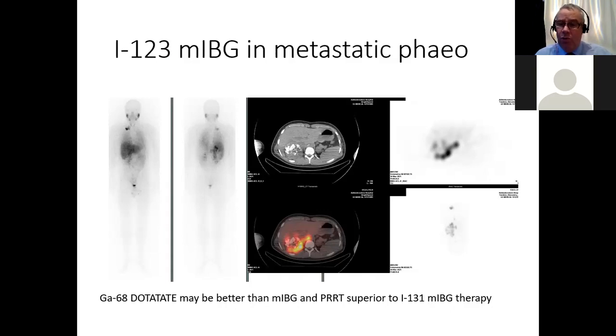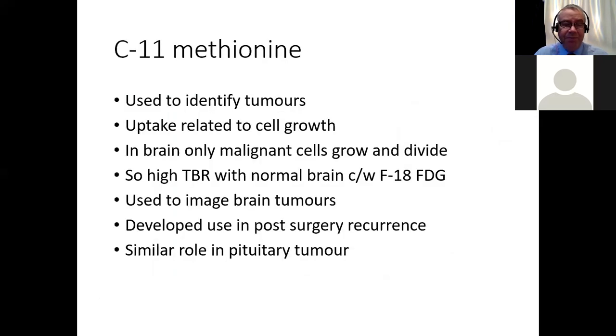Now the images are reasonable, but maybe better to use Ga68 DOTATATE. The indium doesn't seem to work very well, but the Ga68 DOTATATE seems to be quite good. And then you have the option of doing PRRT as well. You can use, again, C11 methionine. So C11 methionine is just an amino acid. It's a very basic substance, but it is taken up in growing cells. So just inflammation is unlikely to have much uptake.